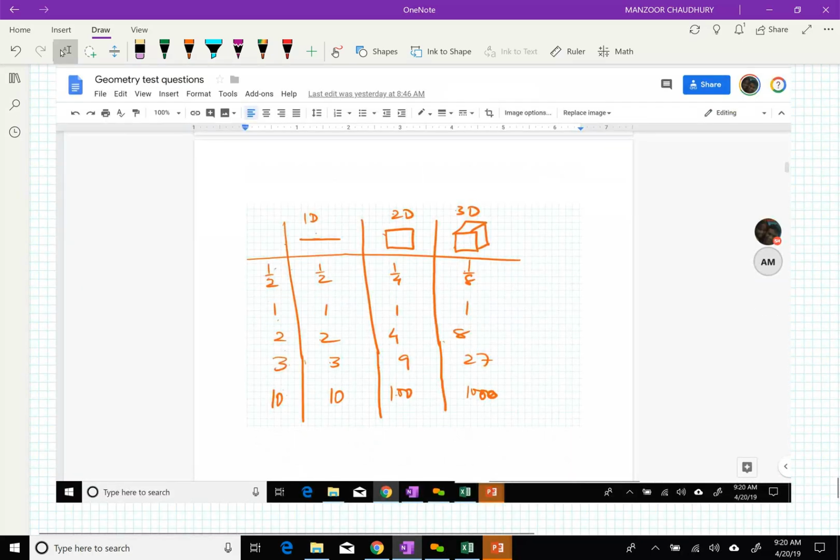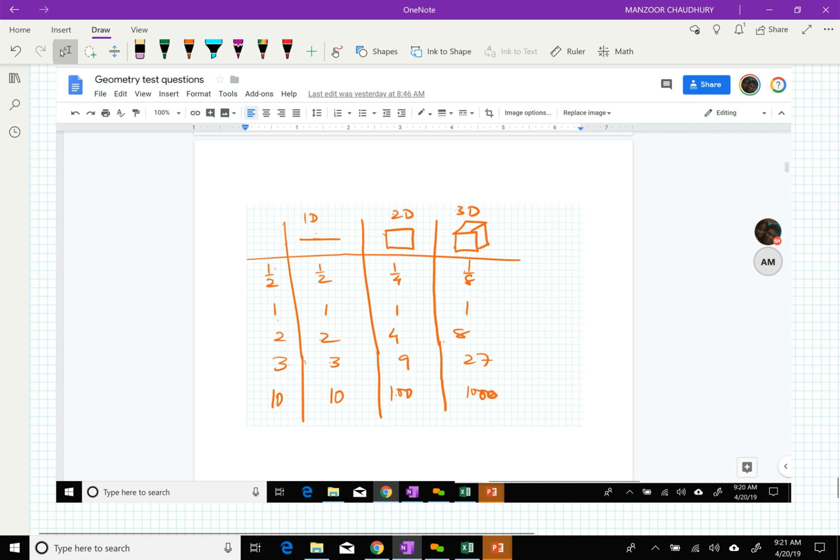For example, one dimension is distance, two dimension is area, and three dimensions is volume. If one half is the distance, if you make it an area, it's 1/4. If you make it volume, it's 1/8. If it was one, they all would have been one. That would have been easy.